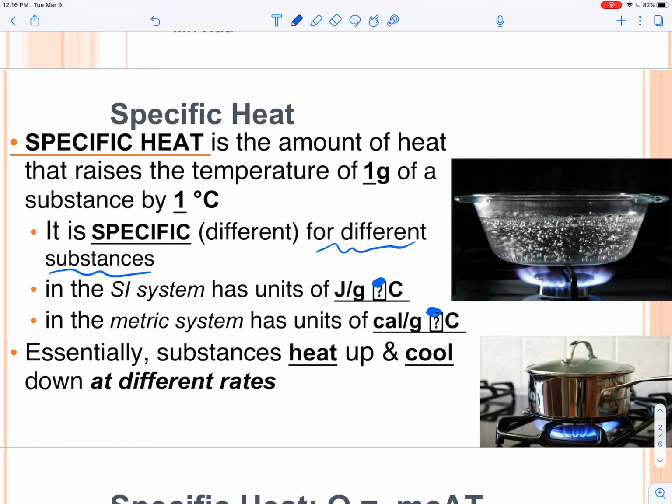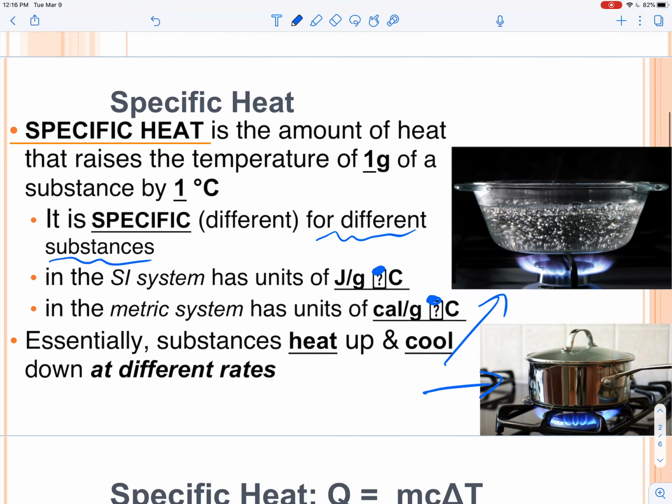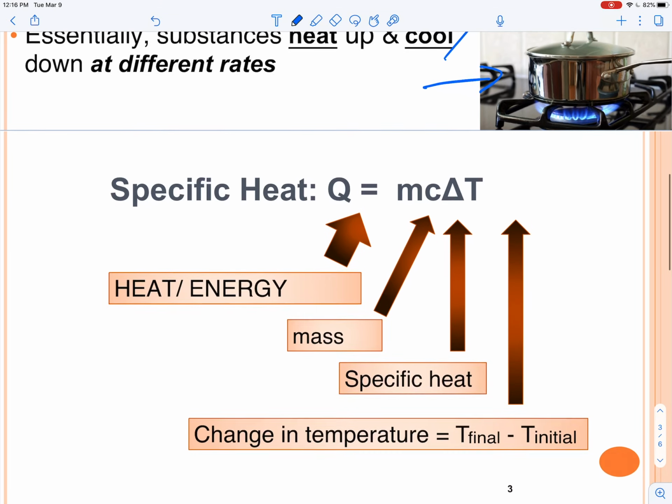Essentially, what we're saying is that different substances heat up and cool down at different rates. So you can see here and here, these things are heating up and cooling down at different rates.